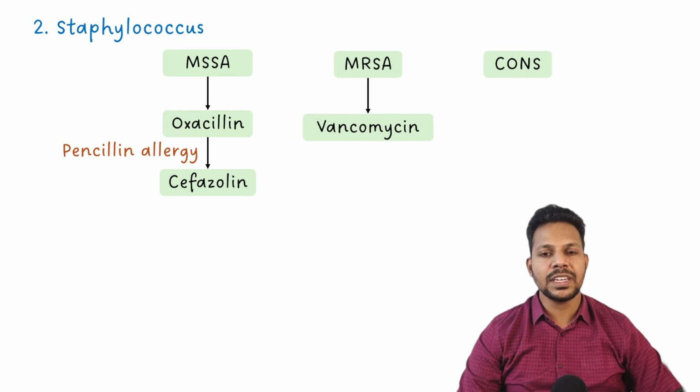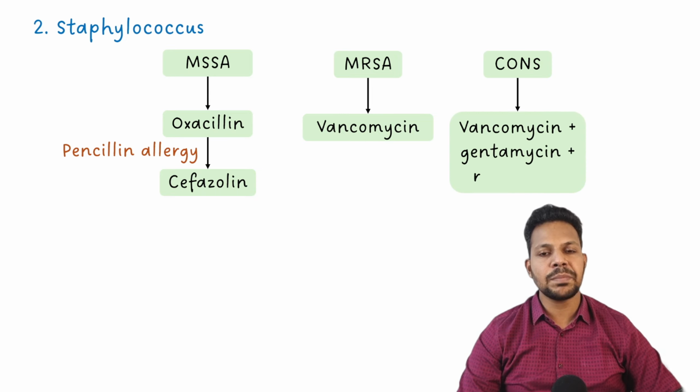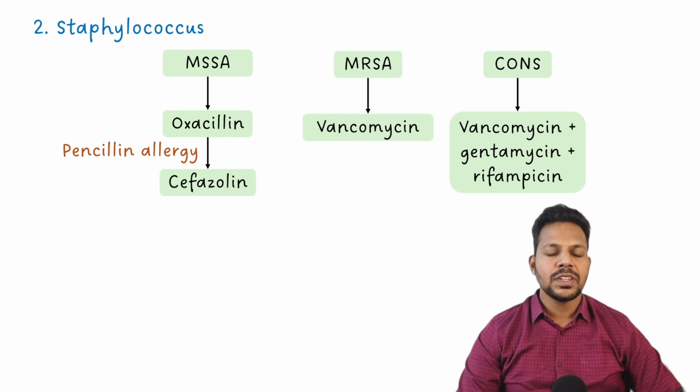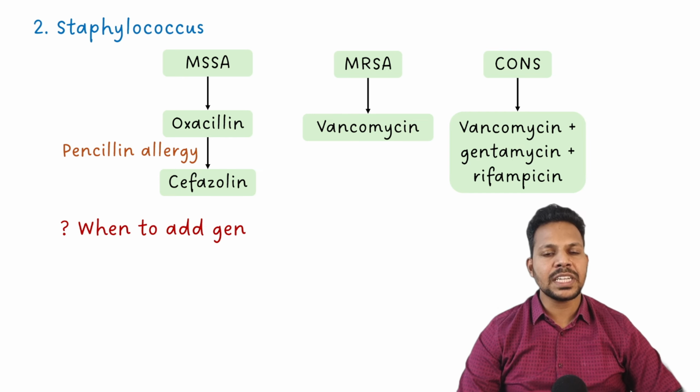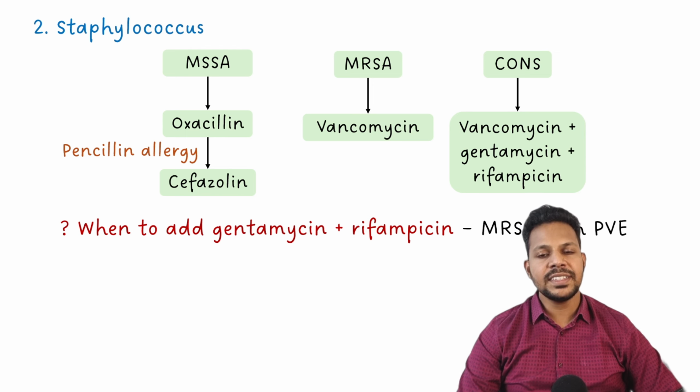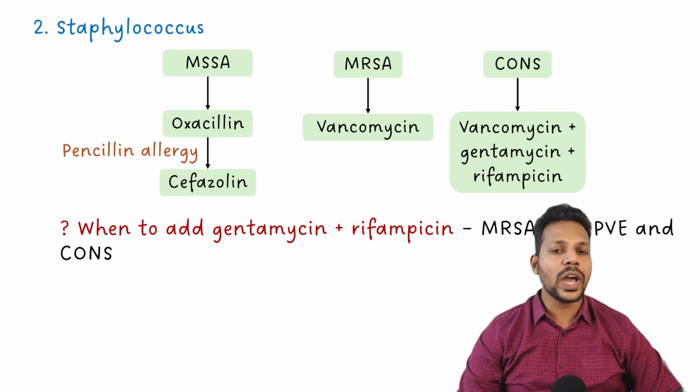And if the patient is having CoNS, that is, if the blood culture is showing the coagulase negative Staph, treat with vancomycin plus gentamicin plus rifampicin. So the question would be, when to add gentamicin and rifampicin? It is in the cases of MRSA with prosthetic valve endocarditis or coagulase negative Staph patients.